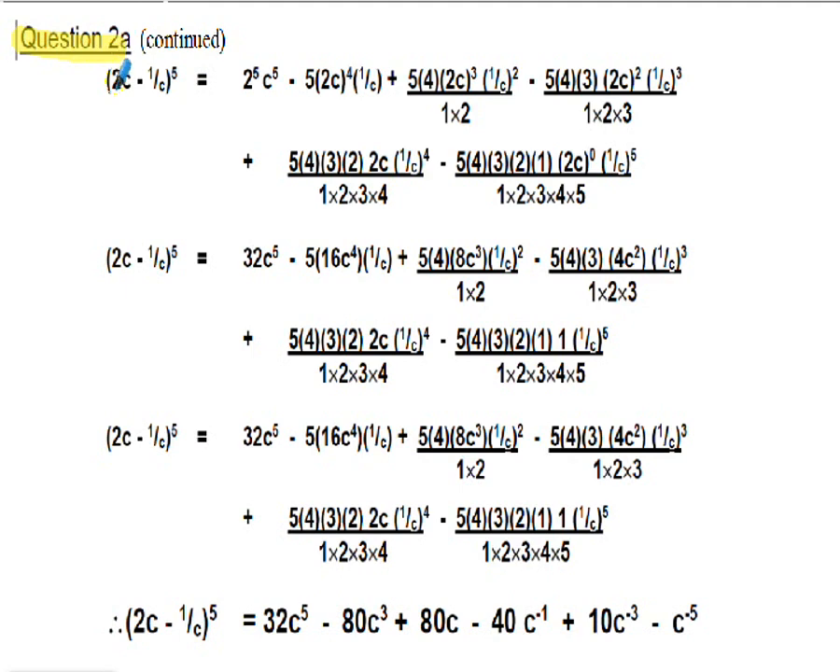Question 2a continued. Don't forget we're expanding 2c minus 1 upon c to the power of 5. Now I've laboured this solution in great detail here so you can follow step by step how the series evolves. Do be careful when you're expanding something like 2c to the power of 4. That is actually 16c to the power of 4, or 2c cubed becomes 8c cubed. Just be careful of that kind of expansion there.